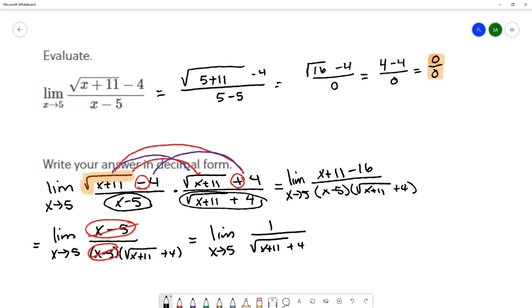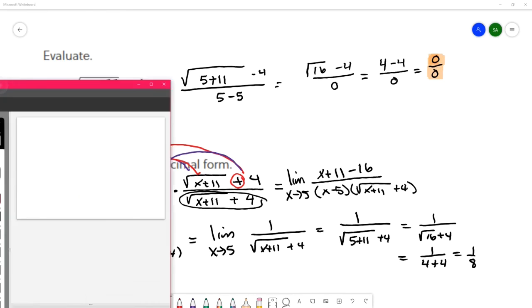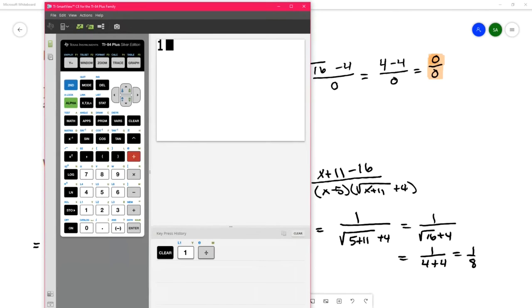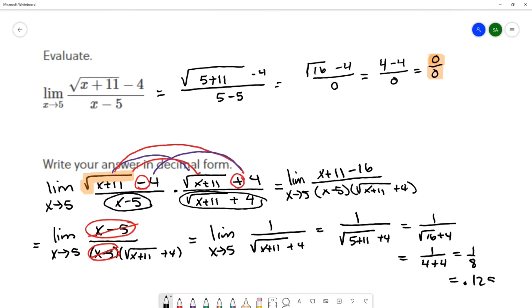And now that I've canceled that common factor out, I'm going to try direct substitution again. I have 1 over the square root of 5 plus 11 plus 4. That's 1 over the square root of 16 plus 4. Square root of 16 is 4. So I have 1 over 4 plus 4, that's 1 over 8. And since this question asks for a decimal answer, I will type 1 over 8 in my calculator to get 0.125 as the decimal answer. So we found the limit to be 0.125.